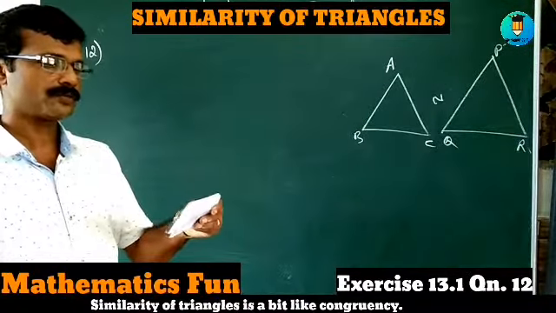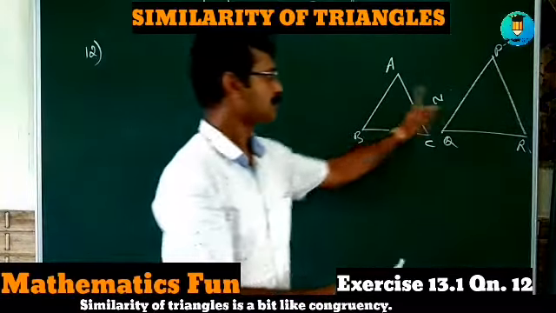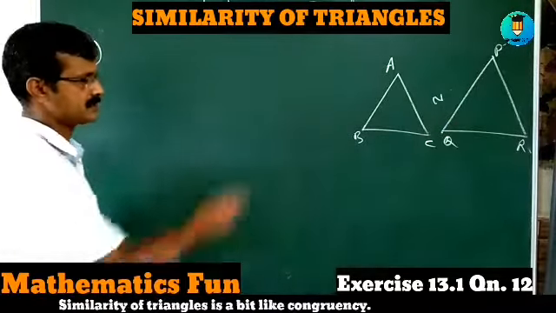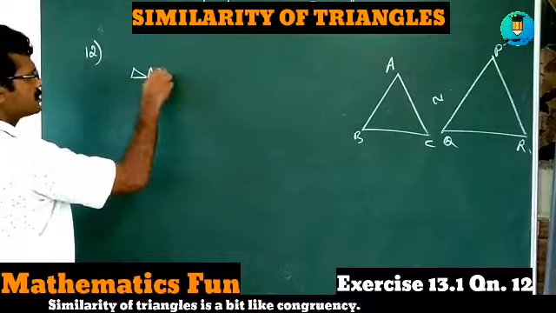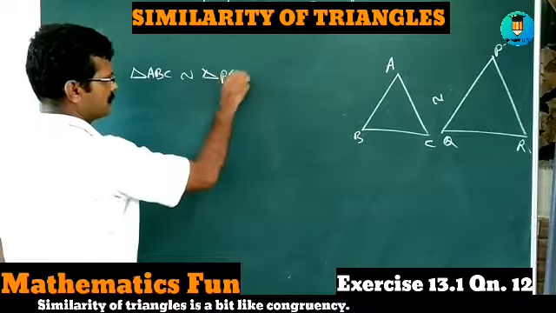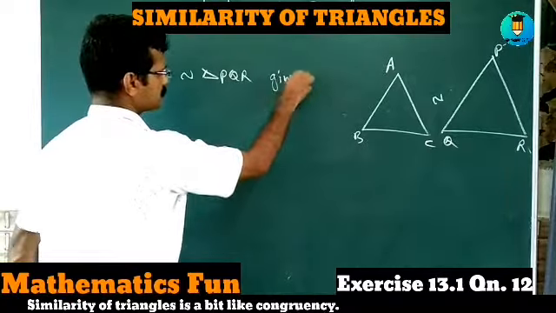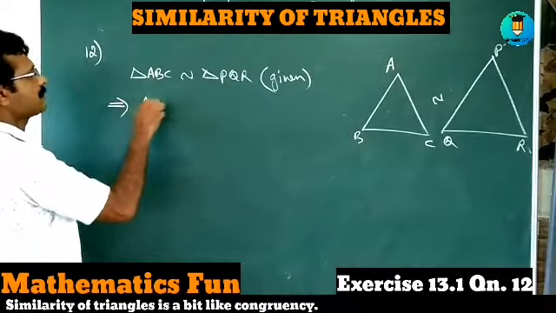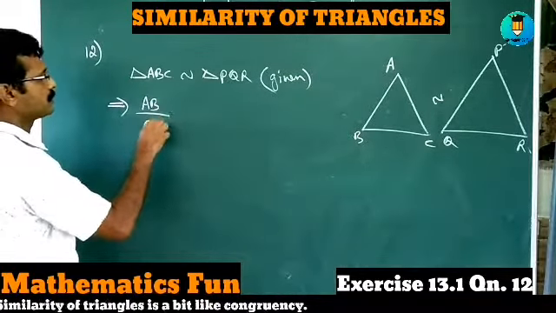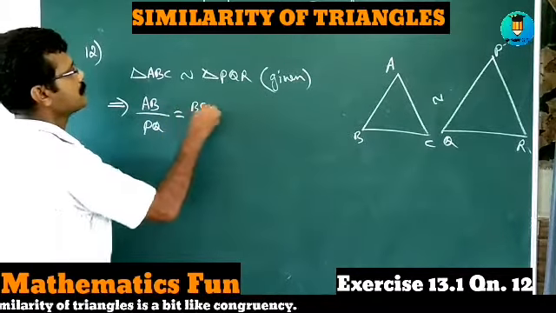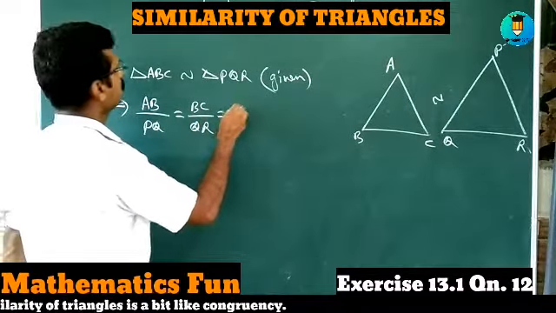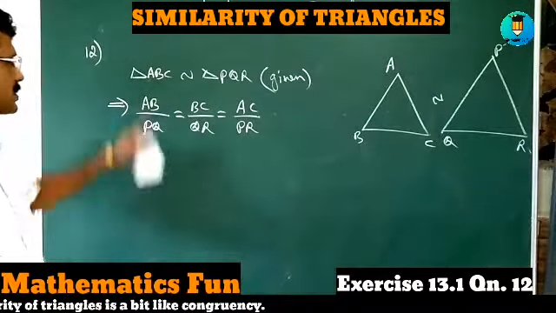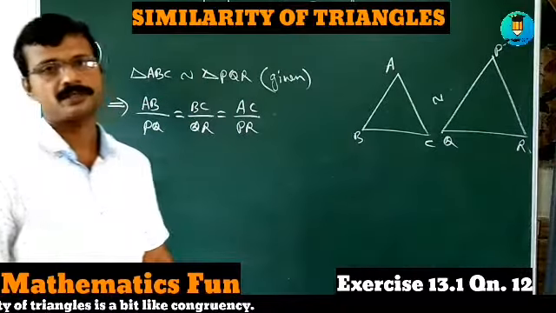Prove that the ratio of the perimeters of two similar triangles is the same as the ratio of the sides. It is given that triangle ABC is similar to triangle PQR. If the triangles are similar, then we can write straight away that the sides are proportional, that is AB by PQ is equal to BC by QR is equal to AC by PR. You can write it since the triangles are similar, so their sides are in proportion.